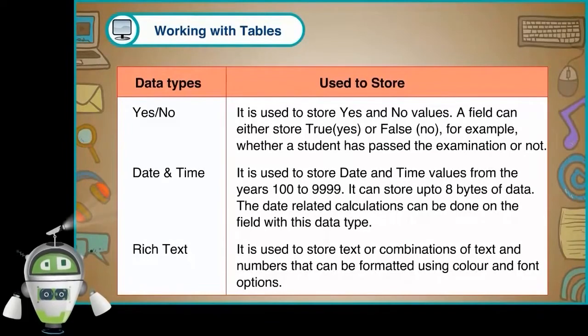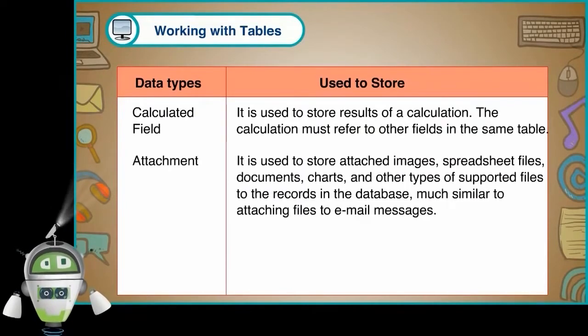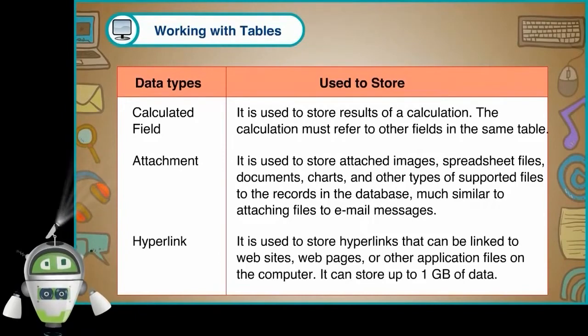Rich text. It is used to store text or combinations of text and numbers that can be formatted using color and font options. Calculated field. It is used to store results of a calculation. The calculation must refer to other fields in the same table. Attachment. It is used to store attached images, spreadsheet files, documents, charts, and other types of supported files to the records in the database, much similar to attaching files to email messages.